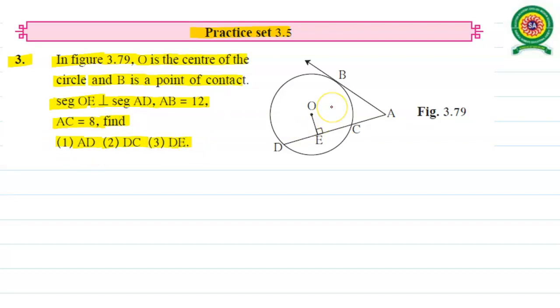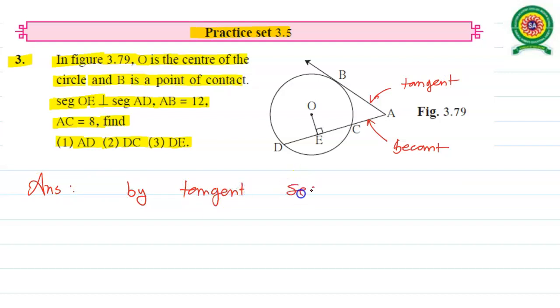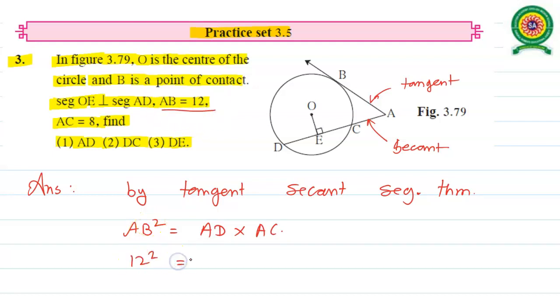Now look at it carefully. We have given AD is the secant to the circle, and AB is the tangent to the circle. So now we are using the tangent secant segment theorem. We have AB square is equal to AD into AC. So now try to replace by their values. We have AB value is 12. So 12 square is equal to, we have to evaluate for AD.